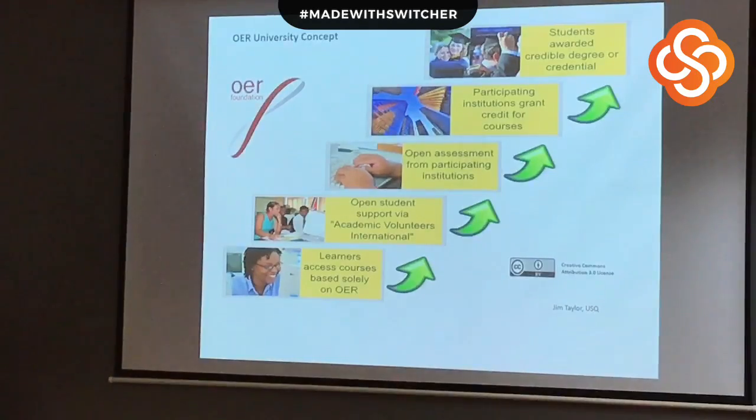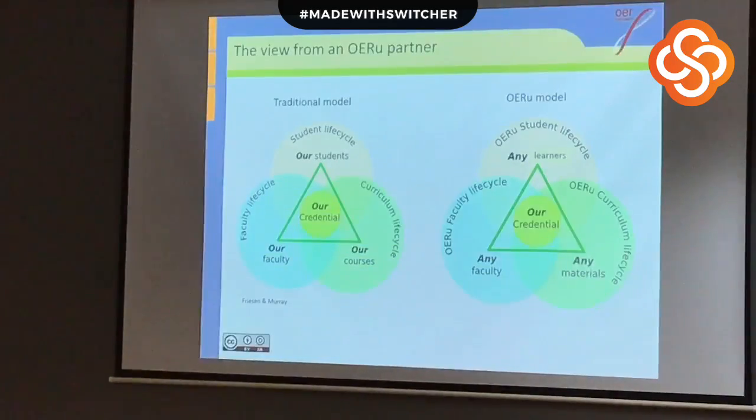If they're in Canada, they'll come to us. Or maybe somebody's international and they can go to any one of these institutions. Then they get the credit if they pass the exam, and if they pass a number of courses, they could get a credible degree or credential. And that's what we're doing with Northwest University and 25 other institutions around the world. This is a better way of looking at it.